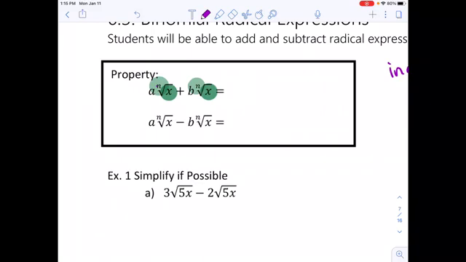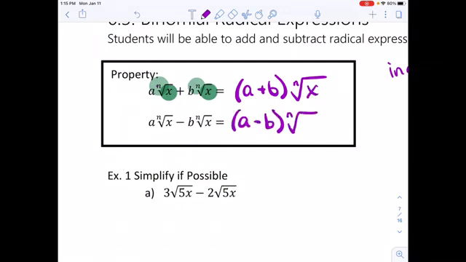So this property, because our indexes and our radicands match up, we can just do a plus b times the nth root of x. Similarly with subtraction, we just take a minus b times the nth root of x. It's kind of like our grouping idea when we factor, where you just pull out the greatest common thing, in this case the nth root of x from both, and then you just finish out the rest.